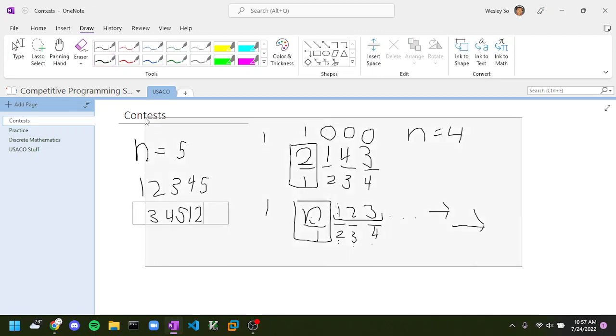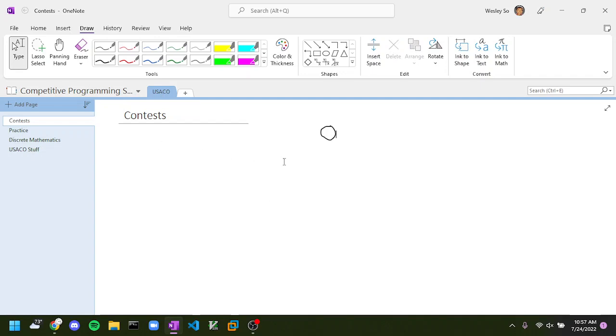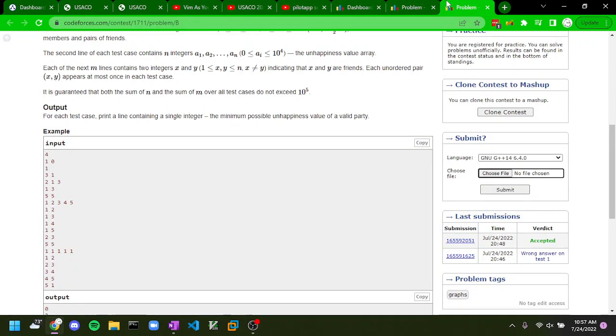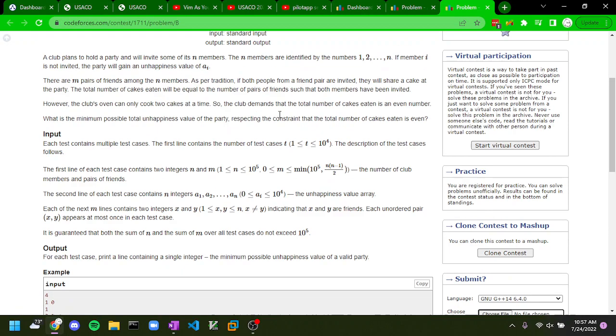So moving on to question B. This one I had trouble with and only was able to solve it after the contest, but it seems like a bunch of other people had trouble with it because it was pretty hard.